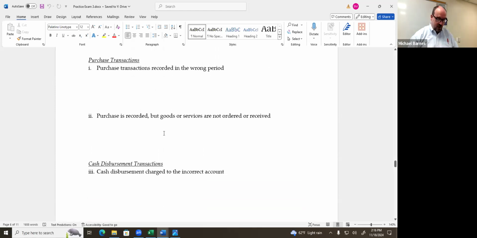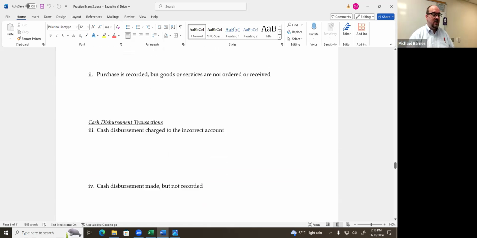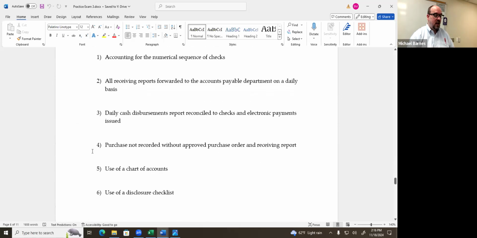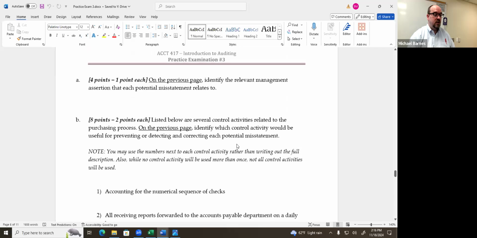Purchases recorded, but goods or services are not ordered or received, okay? So something gets recorded, but it doesn't exist. So it's existence occurrence, okay? Again, existence occurrence and purchases, we only had one of those items. That was number 4, purchase not recorded without approving purchase order for receiving report.